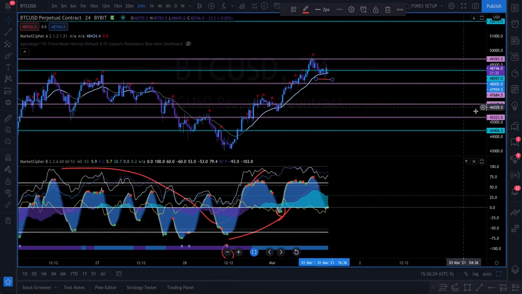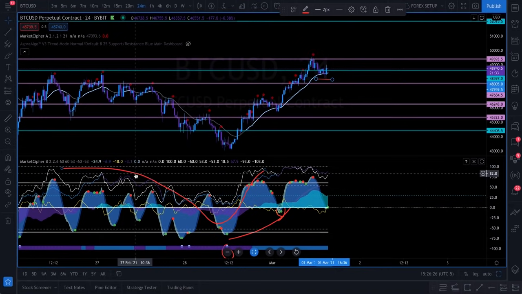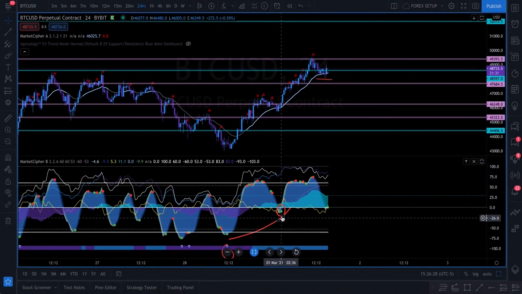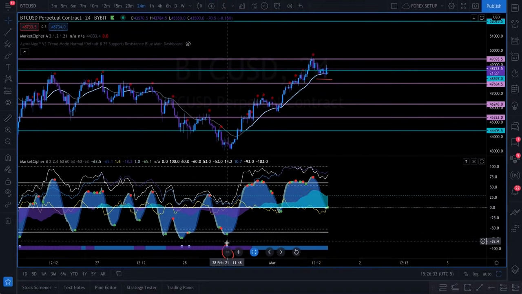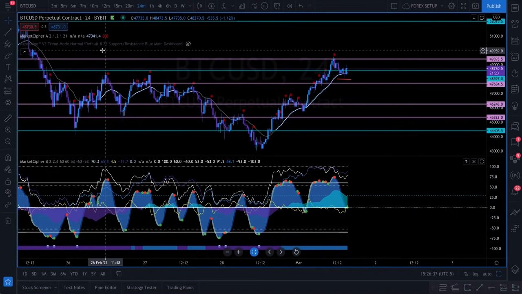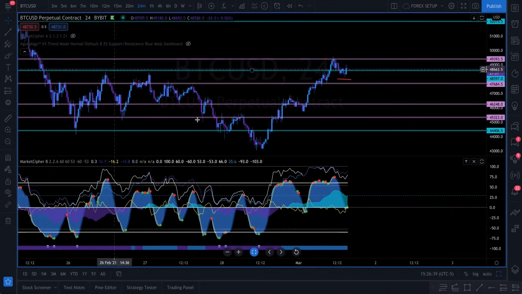We don't know. But that's the next thing I want to talk about, guys: how do we know? How do we know if we are going to confirm above a resistance level or not, or drop below support? It all goes back to using Market Cipher B.